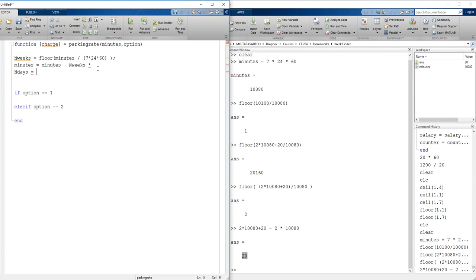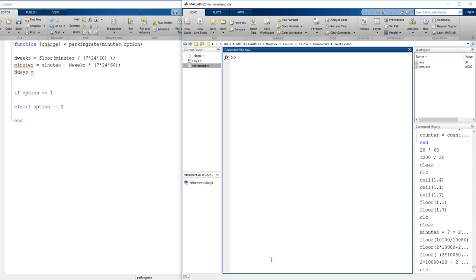I'm just going to copy and paste it right here. So what happens is that, first of all, it will find how many weeks is within my minutes, right? And then it will subtract whatever number of minutes within those weeks from the number of minutes that I had. So if I had 2 weeks and 20 minutes, now my minutes become 20 minutes. That's perfect. Now I have to separate number of days.